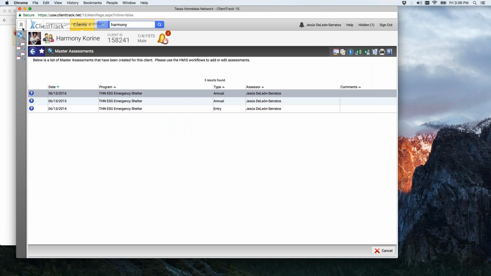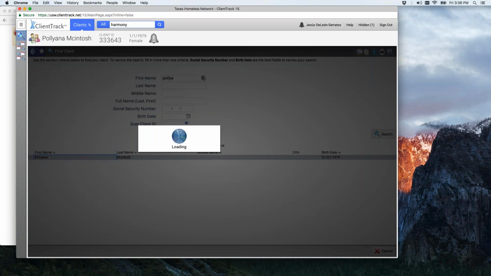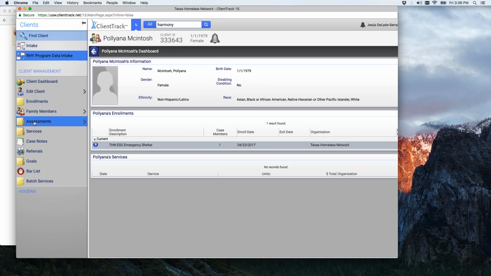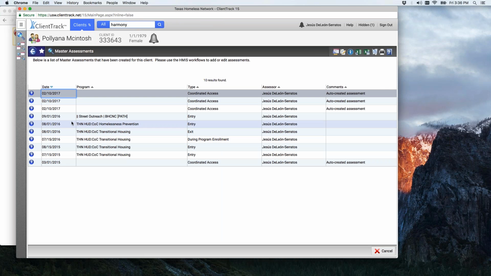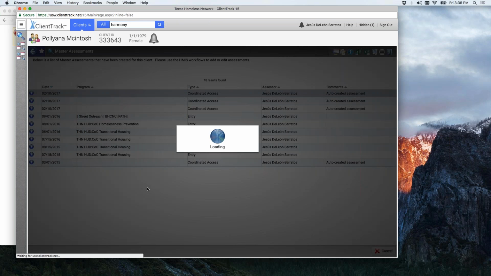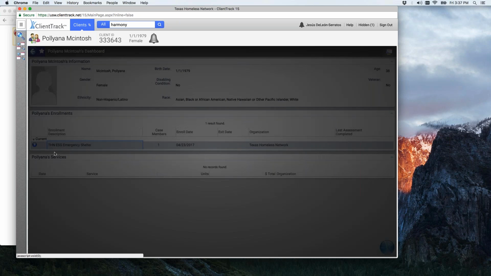Well, remember that we had a client with no assessments. Let me go back to this client. This is the mysterious case because this happens. What happens if I have a client and I discover that there's no entry assessment? Well, that's very easily corrected. That's not an issue. You can just come here and edit the enrollment workflow. And memorize this date because this is the date that you're going to use for your assessment. That's 4/23.